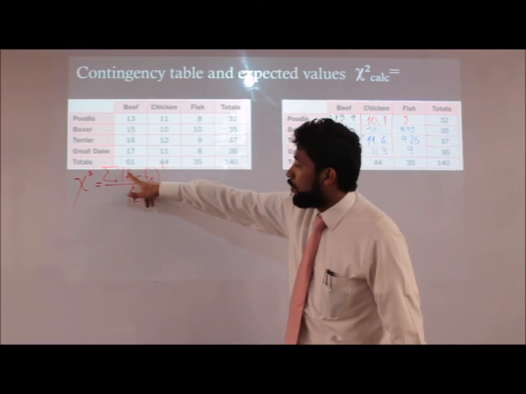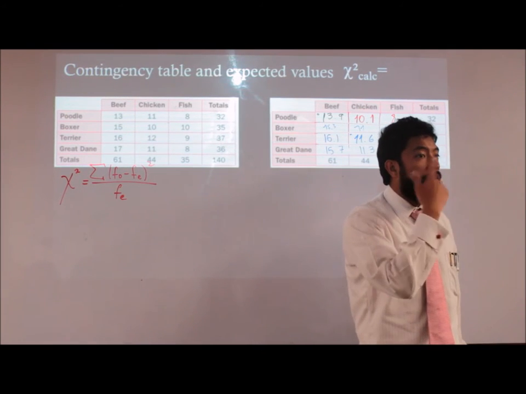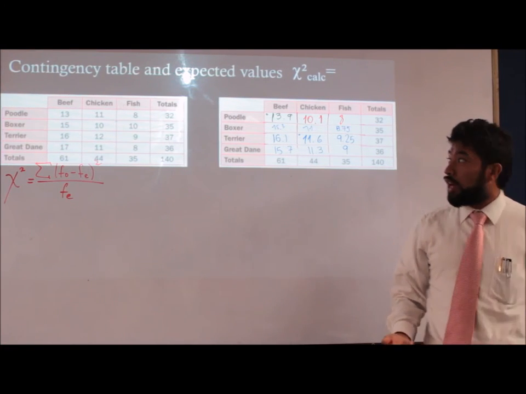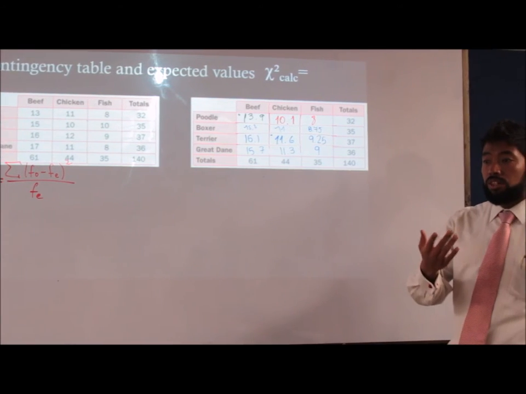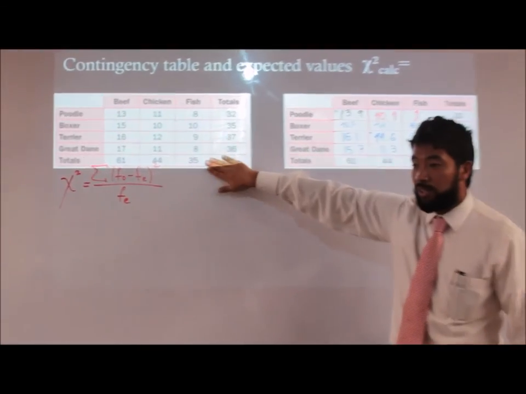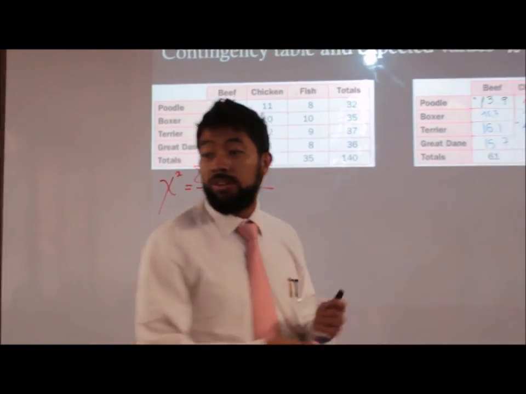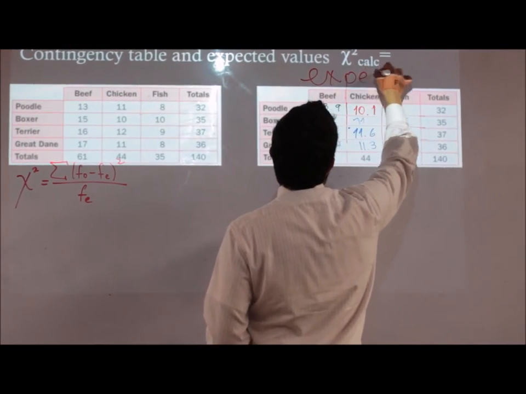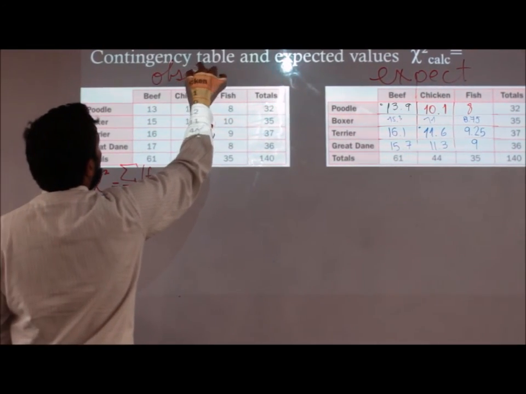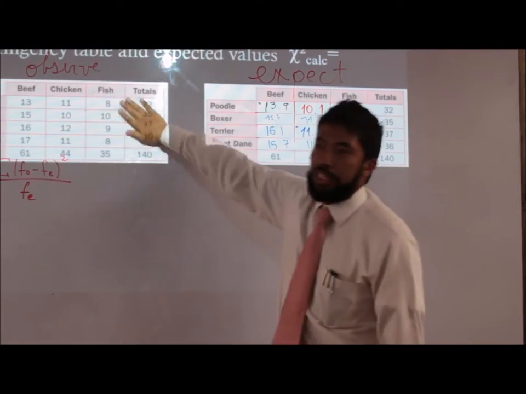What is the meaning of FO in that formula? The observed frequency. Where do you find the observed frequency? In which table? In the contingency table. That was what you observed. This is what you expect. This is what you observe. This is the teacher that you would like to have. That's the teacher you have.